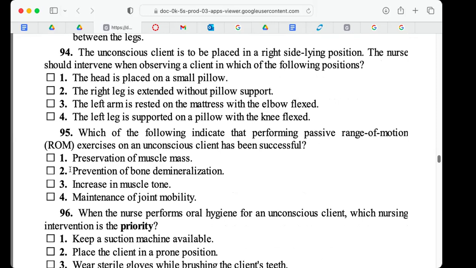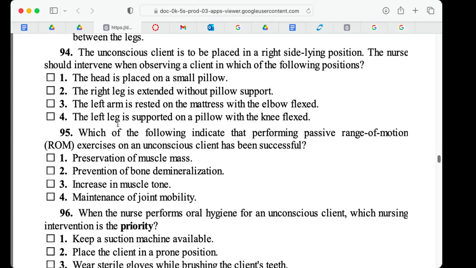Okay, 95. Which of the following indicate that performing passive range of motion exercises on an unconscious client has been successful? They are really critical thinking questions. Has been maintained. Just everything about maintenance of joint mobility.